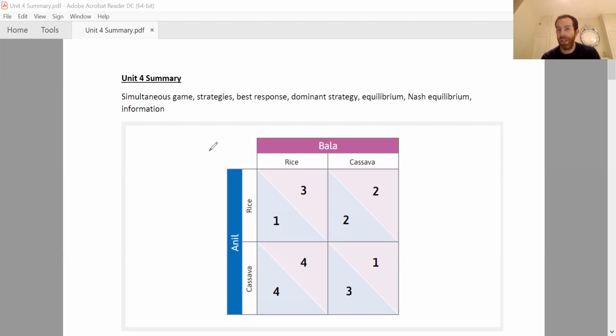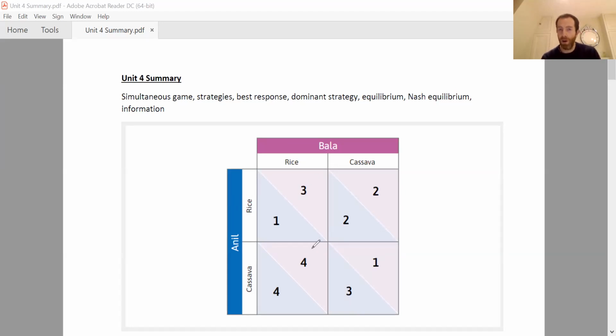A second key idea that I'm going to refer to quite a lot is the idea of strategies. In every game, players have strategies, and all that means is they have options. They have different things that they could do. Down here, looking at this payoff matrix, which I'll explain in a second, Anil has two possible strategies. One is to grow rice, or you could say to play rice. The second is to grow cassava, or play cassava. And Bala, in fact, has the same two strategies, rice and cassava. So strategies just tell us the different options the players have.